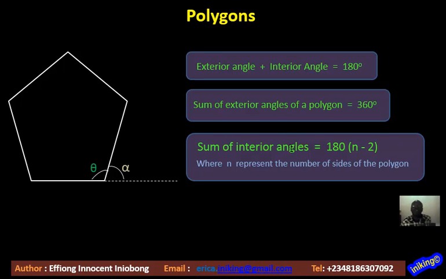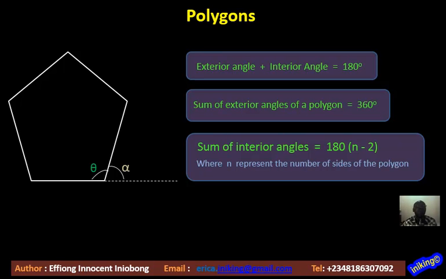So far we have seen the relationship between the exterior angle and the interior angle, that is, they sum up to give us 180 degrees. And the sum of the exterior angles of a polygon sum up to give us 360 degrees. And of course, to obtain the sum of the interior angles of a polygon, we simply carry out what? The multiplication of 180 times n minus 2, where n represents the number of sides of the polygon.